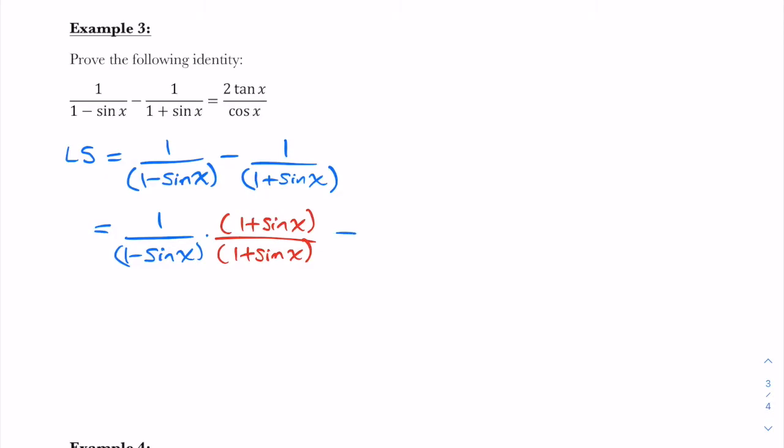We're going to do the same thing with the other fraction. So we have 1 over 1 plus sine x. And we're going to multiply the top and bottom of the fraction by the other denominator. So we multiply the top and bottom by 1 minus sine x over 1 minus sine x.